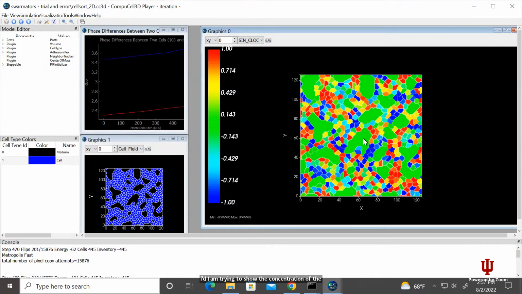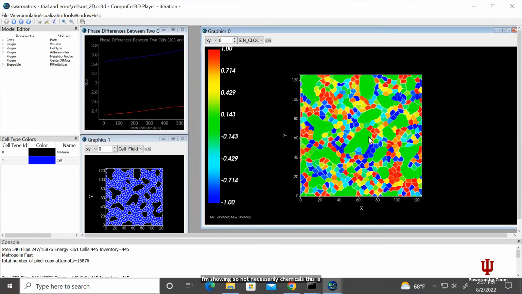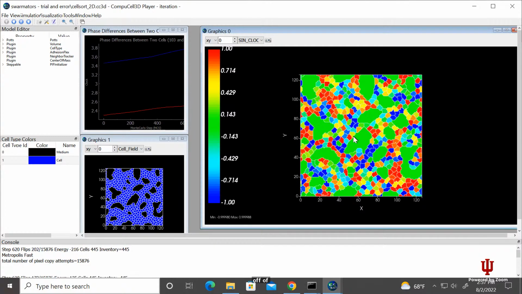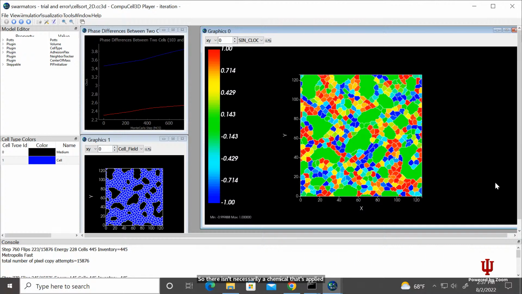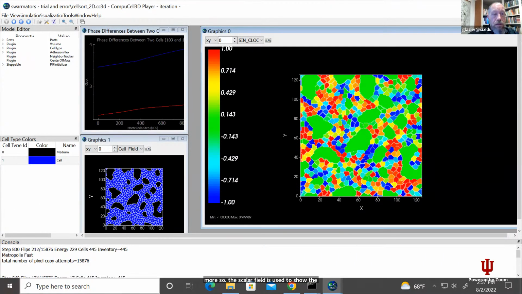Not necessarily chemicals. This is based off of looking at whether each cell here has its own oscillation. So there isn't necessarily a chemical applied. More so the scalar field is used to show the oscillatory value. Right, that's a standard thing. So you use a tracking field.